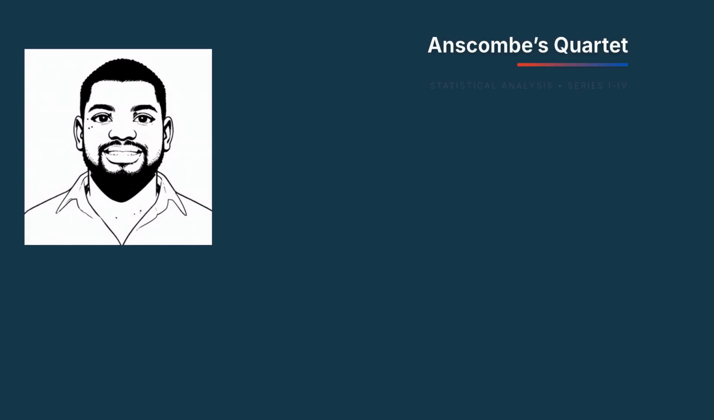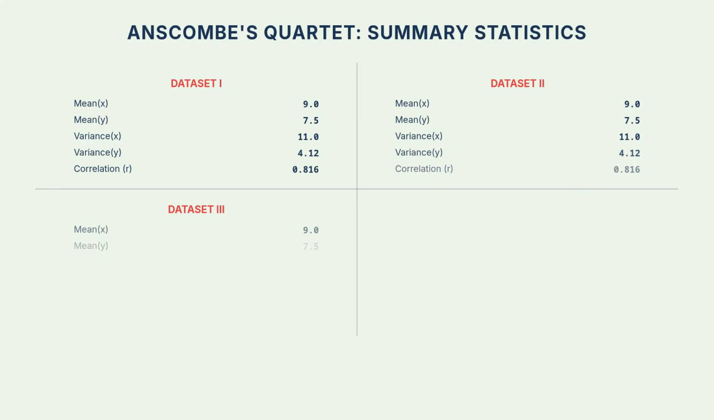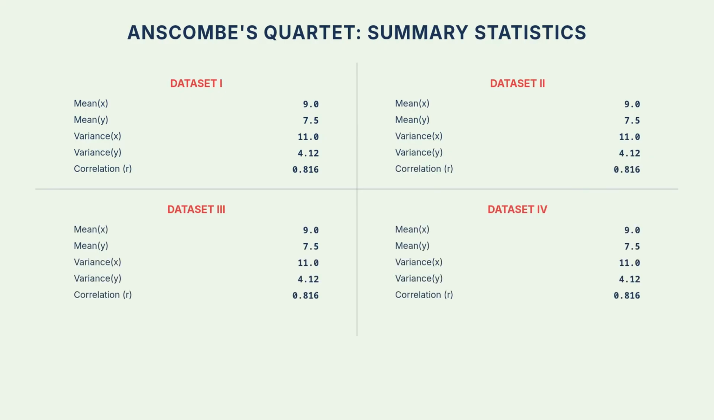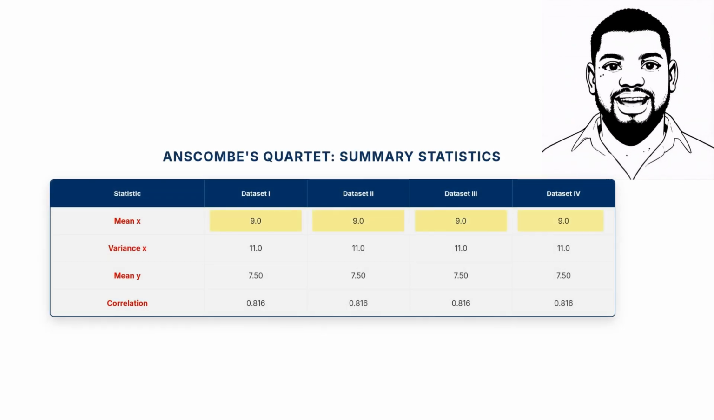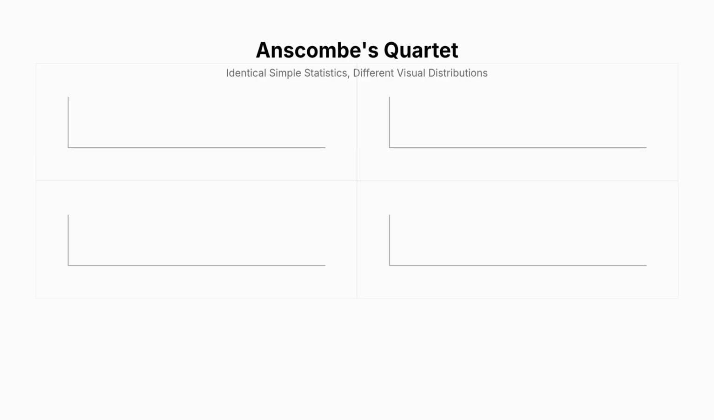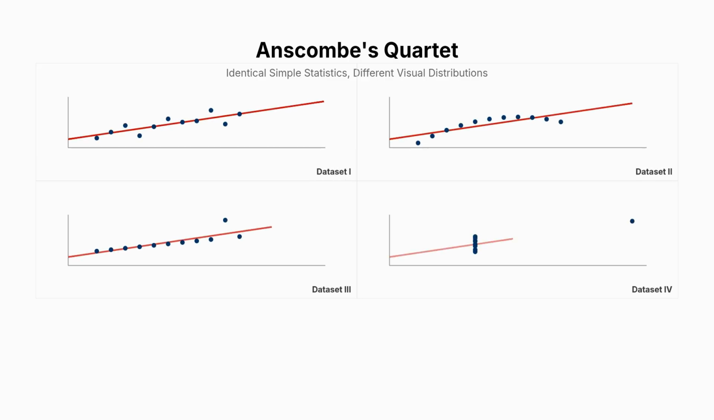The final example is Anscombe's Quartet, one of the most famous demonstrations in statistics. This example consists of 4 datasets with identical summary statistics, the same mean, variance, correlation, and regression line. If we only examine the numerical indicators, the datasets appear identical. But when we plot the data, we see completely different patterns: a linear relationship, a curved relationship, a relationship driven by an outlier, and a dataset where a single influential point determines the regression line. This example illustrates a fundamental lesson. Identical statistics do not guarantee identical data.